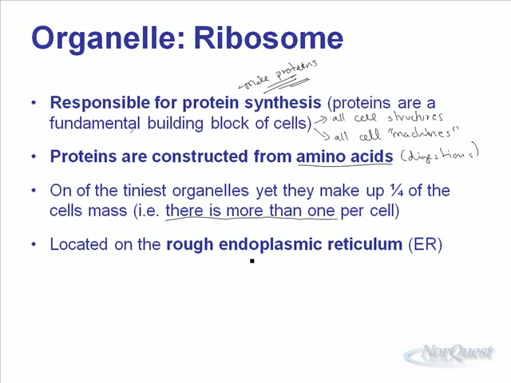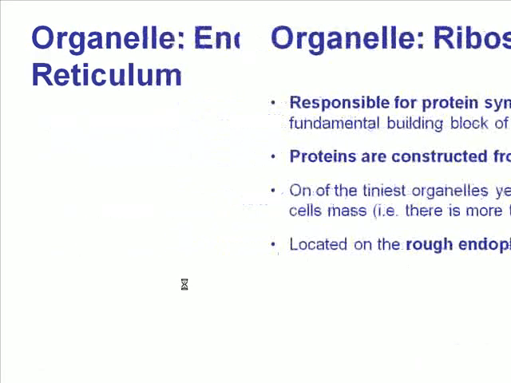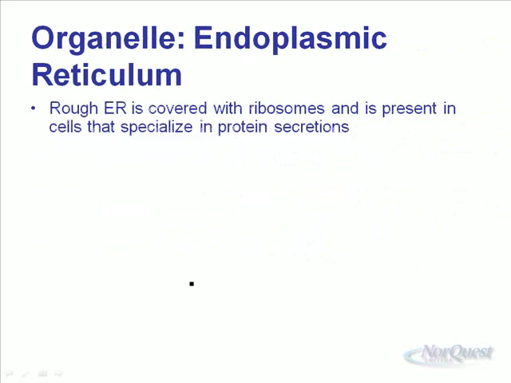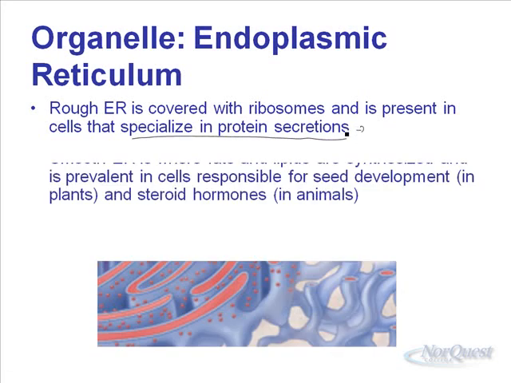They're located on the rough endoplasmic reticulum. There also are some that are free-floating. So there are some that are floating around in the cytoplasm as well. But a bunch are also tacked onto the rough endoplasmic reticulum, and it's actually ribosomes that make it rough. So here's our endoplasmic reticulum. Rough ER, or rough endoplasmic reticulum, is covered with ribosomes, and it specializes in protein secretions, which makes sense because the proteins are made by ribosomes.